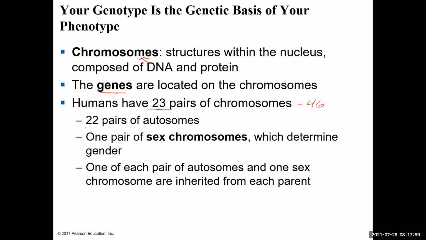With the 23 pairs of chromosomes found in humans, 22 of those pairs are known as autosomes, and one pair is known as sex chromosomes. And these sex chromosomes actually determine the gender, so whether you have an XY or a double X. So the XY would be your males and the double X would be your females. Now, for each pair, you have one from your mother and one from your father.